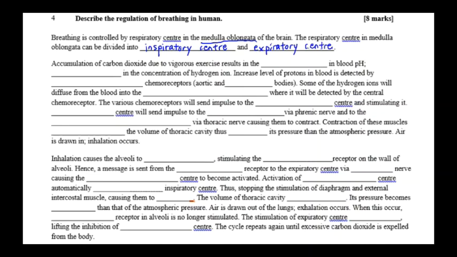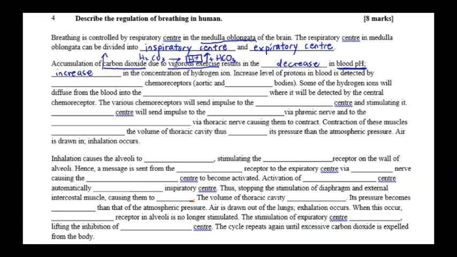Accumulation of carbon dioxide due to vigorous exercise results in the decrease in the blood pH, like I mentioned before, because when we have carbon dioxide, it will combine with water to form carbonic acid. And this carbonic acid will then dissociate into H plus as well as HCO3 minus, and the increase in carbon dioxide will increase the H plus, and that decreases the blood pH due to an increase in the concentration of hydrogen ion.